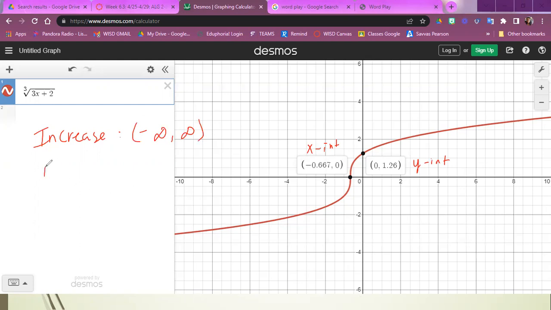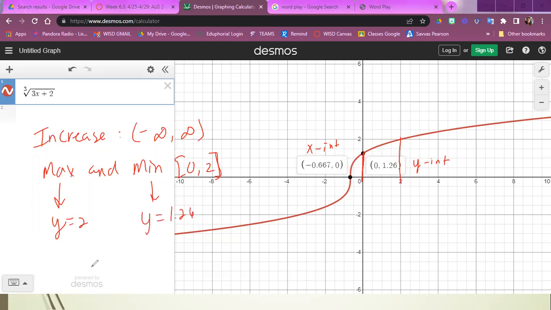Then it said, where's your max and min? From 0 to 2. So at 0, we're here. And at 2, we're here. So our max value is 2, y equals 2. And our min value is 1.26, y equals 1.26. And that concludes our lesson.